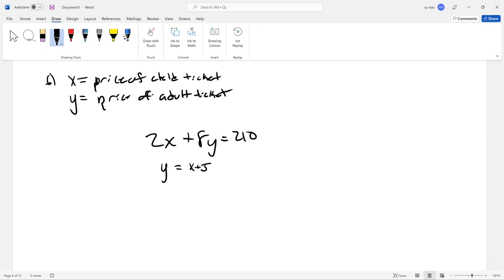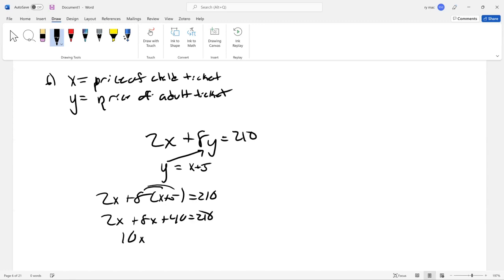So this one looks easiest to solve by substitution by just subbing in my y from my bottom one to my top. So solving that, I get 2x plus 8 times x plus 5. So distributing the 8, I get 2x plus 8x plus 40 is equal to 210. So 10x is equal to, if I minus 40 on both sides, I get 170. Divided by 10, divide by 10, x is equal to 17.